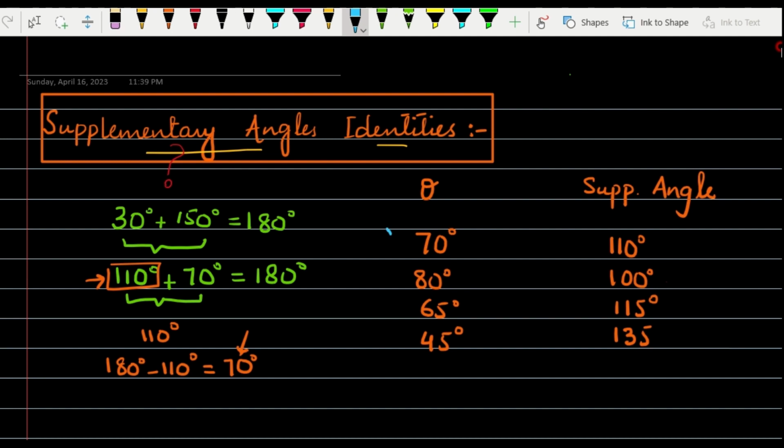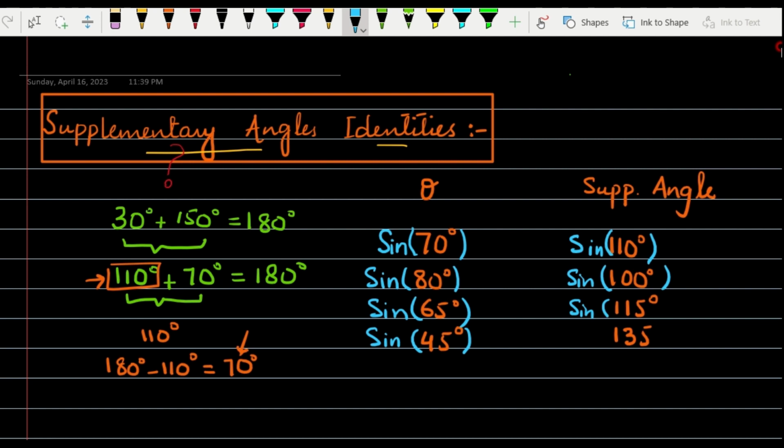Okay, so what if I say find the sine of this value, sine of this value, sine of this value, and also find the sine of this value. Just observe what will be the answer. You people can calculate with me.